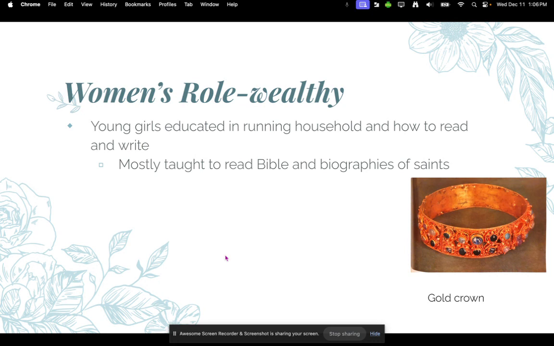With young girls who were wealthy, they were educated in running the household and also how to read and write. Now, when they were taught how to read and write, it was mostly taught by reading the Bible and biographies of saints. So it wasn't like they were reading fun little adventure or romance novels. They were reading religious texts.